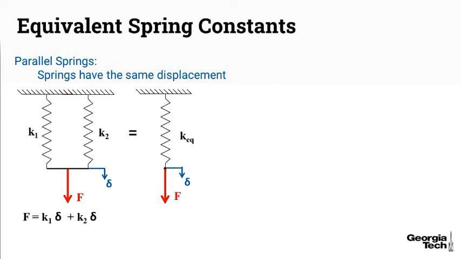Now in the second diagram, it's just like we saw before in the previous module with a single spring, it's just K equivalent delta. Now that we have that in that form, we can cancel out the deltas and we see that the K equivalent for parallel springs is equal to K1 plus K2 for the two separate springs. And that works for 3, 4, 5, however many springs are in parallel.